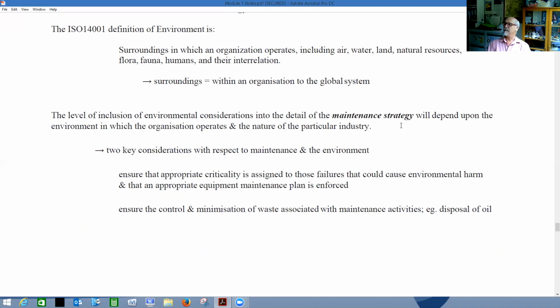So two considerations with respect to maintenance strategy, maintenance planning, and the process overall in the environment are: ensure the appropriate criticality is assigned to those failures that could cause environmental harm, and that an appropriate equipment maintenance plan is enforced. So in other words, no matter what the equipment is, its safety to people and the environment has to be built into your maintenance plan. Also ensure the control and minimisation of waste associated with maintenance activities, disposal, as we've already commented about. There's other things as well.